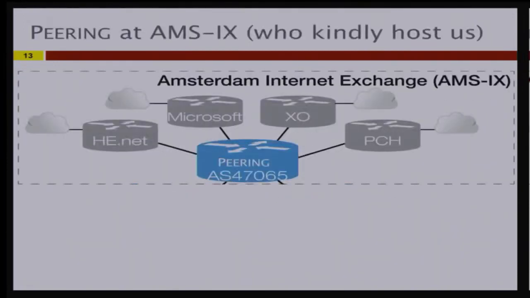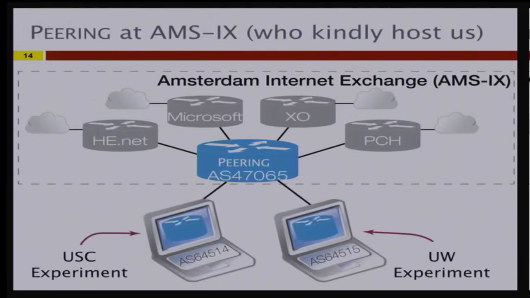Much of our connectivity today is via AMS-IX, who have generously been hosting us for the last year. We also have connectivity at a number of universities, but I'm going to just use AMS-IX as an example. So we have an ASN allocated to us. It's 47065. We peer with hundreds of ASs at AMS-IX, many via the route server. And what we can do is define some experiment. So I can run something on my laptop and then hook it up via this peering router.